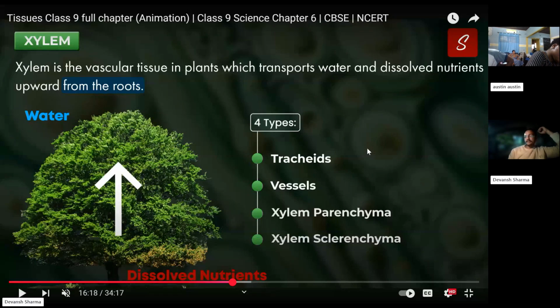Then after that, below it, write: xylem consists of these four things: tracheids, vessels, xylem parenchyma, and xylem sclerenchyma. These are the four components of the xylem. Are you able to understand?